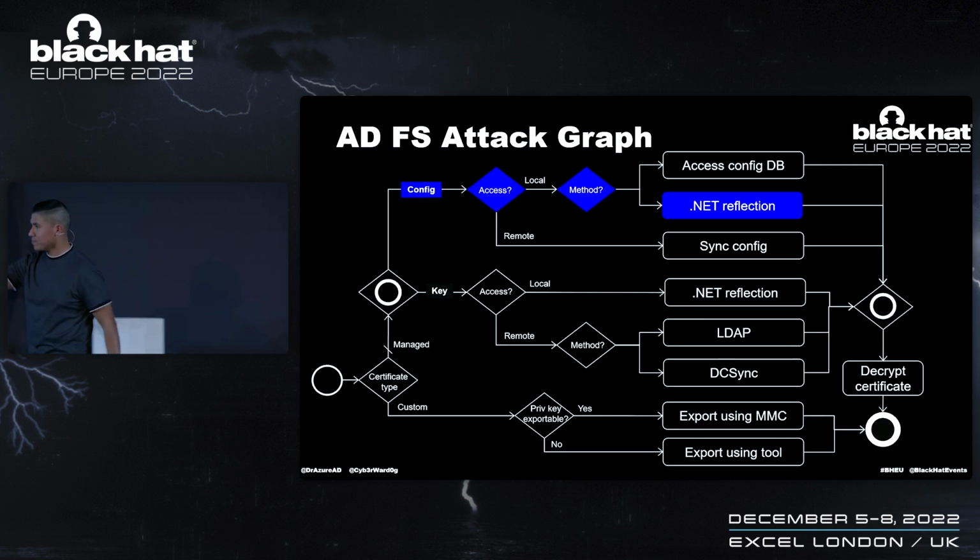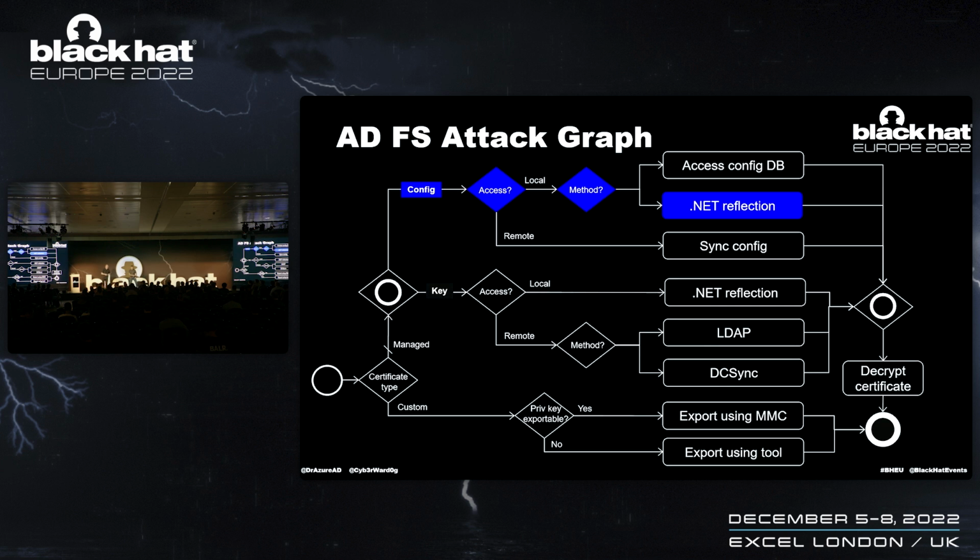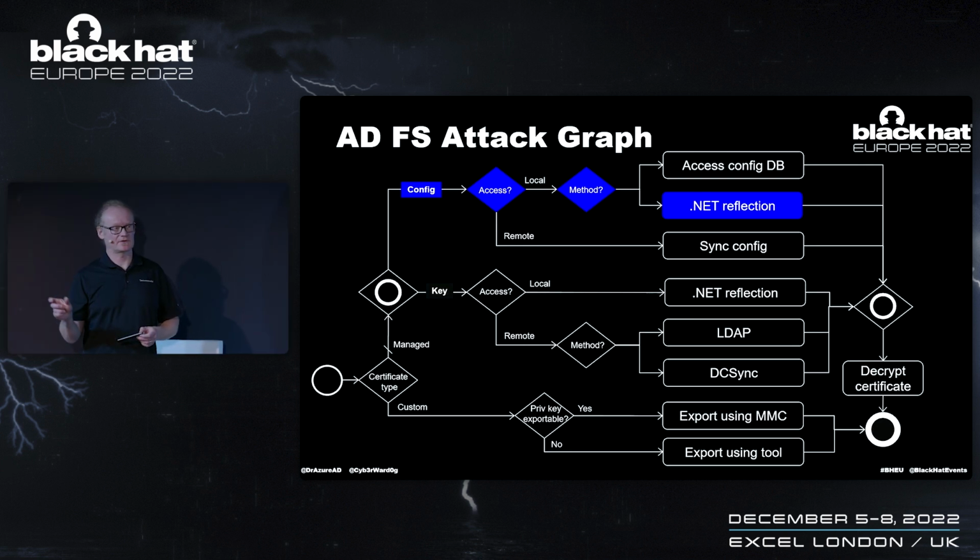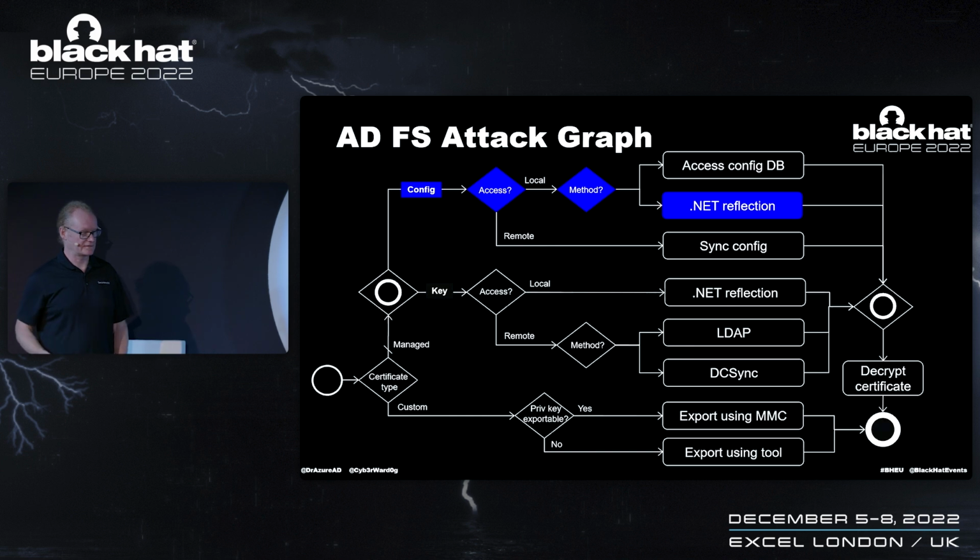Okay. The next one is Dotnet Reflection. And that attack is based on the fact that you have the legit command called Get-AdfsProperties, which is returning an object that has the settings of the ADFS. But that also has hidden properties and methods which you can call using Dotnet Reflection. So basically, you ask ADFS, hey, give me the configuration, and it will give you the configuration. So you don't need to access the configuration database.